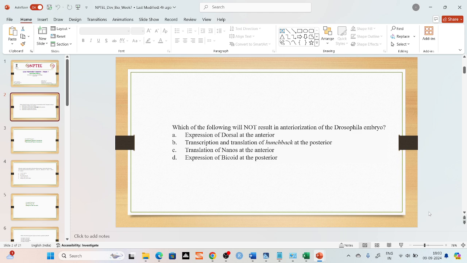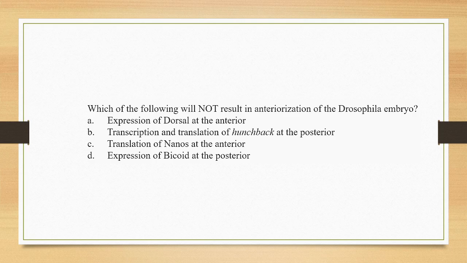Our first question for the day is: which of the following will not result in anteriorization of the Drosophila embryo? Your options are: option A, expression of dorsal at the anterior; B, transcription and translation of hunchback at the posterior; C, translation of nanos at the anterior; and D, expression of bicoid at the posterior. You have 2 minutes to think and then we will switch the screen.